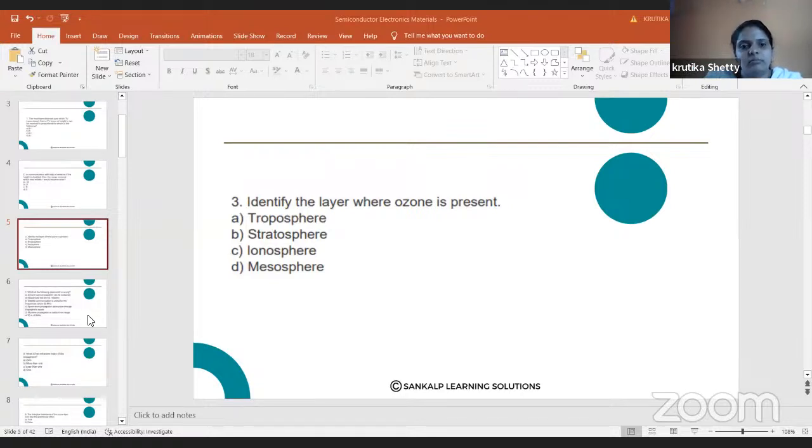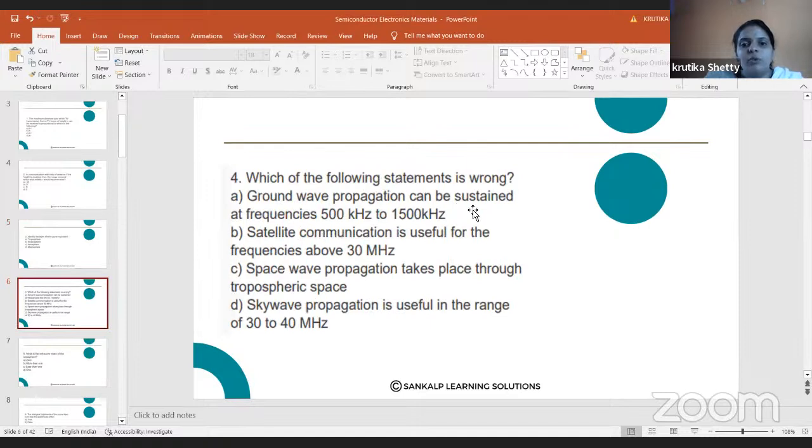Then the next question. Which of the following statement is wrong? Ground wave propagation can be sustained at frequencies 500 kilohertz to 1500 kilohertz. Option B. Satellite communication is useful for the frequencies above 30 megahertz. Space wave propagation takes place through the tropospheric space. Then fourth option is sky wave propagation is useful in the range of 30 to 40 megahertz.